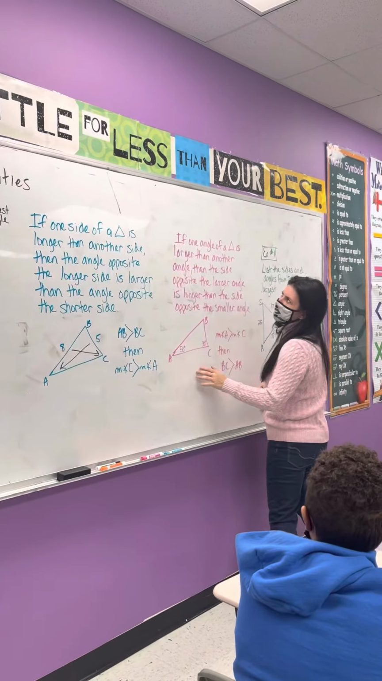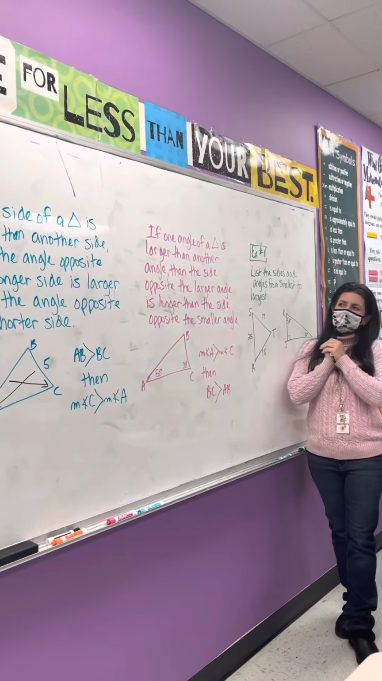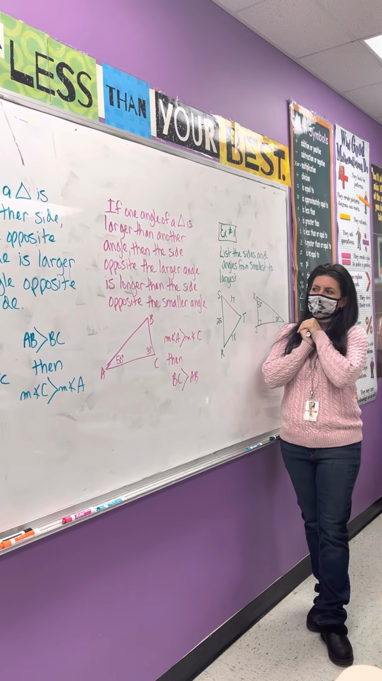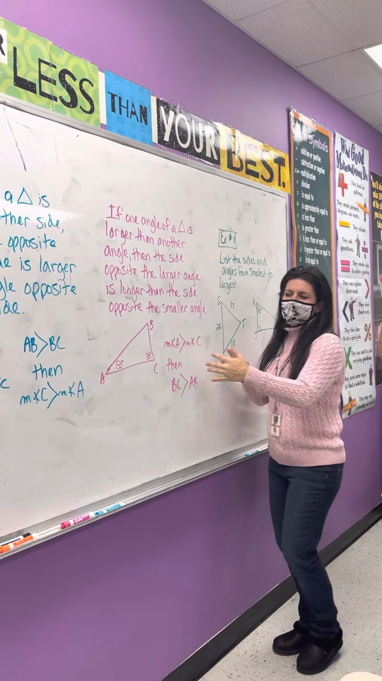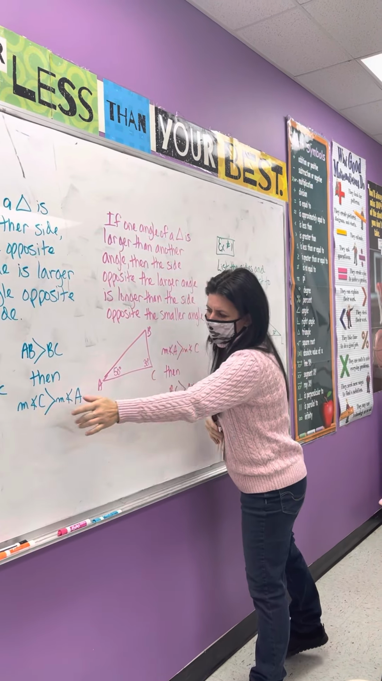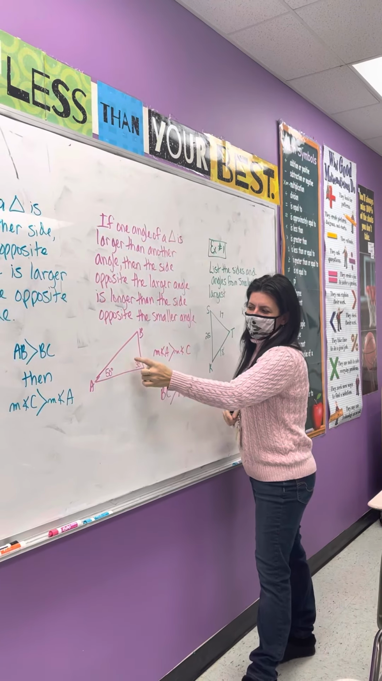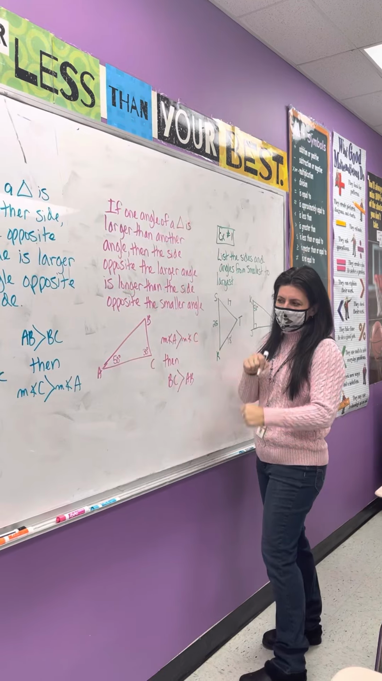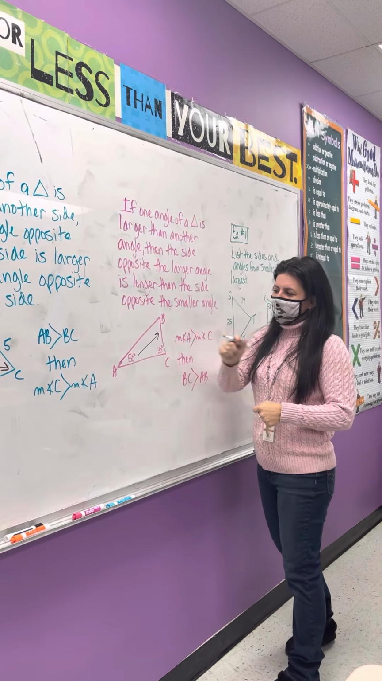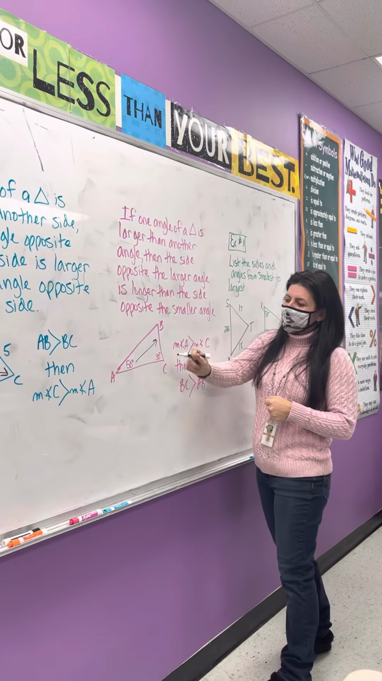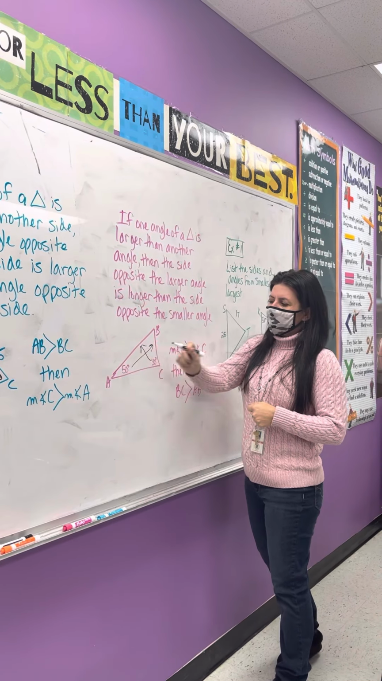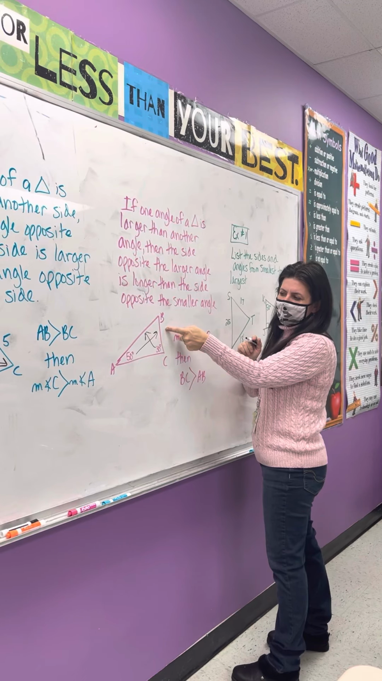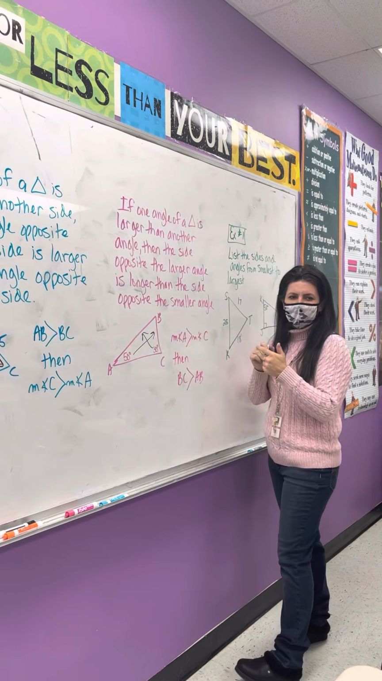Over here it says if one angle of a triangle is larger than another, then the side opposite the larger angle is longer than the side opposite the smaller angle. So it's basically the opposite of what I just said a minute ago. Looking at my triangle, 50 degrees is bigger than 30. Because 50 is bigger than 30, the side opposite 50, which is BC, is going to be bigger than the side opposite 30. Therefore BC is going to be bigger than AB.